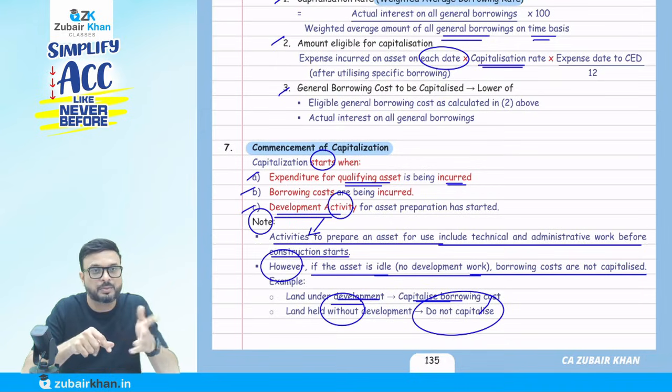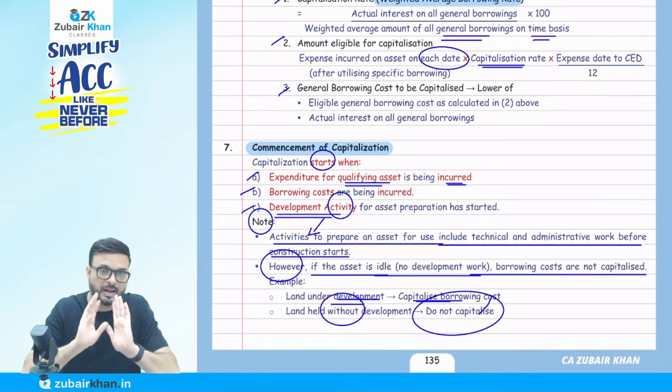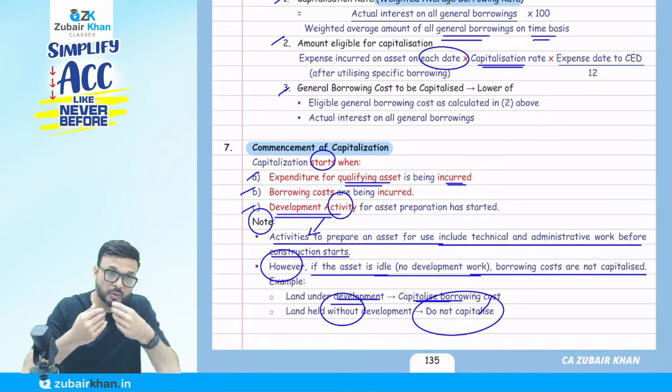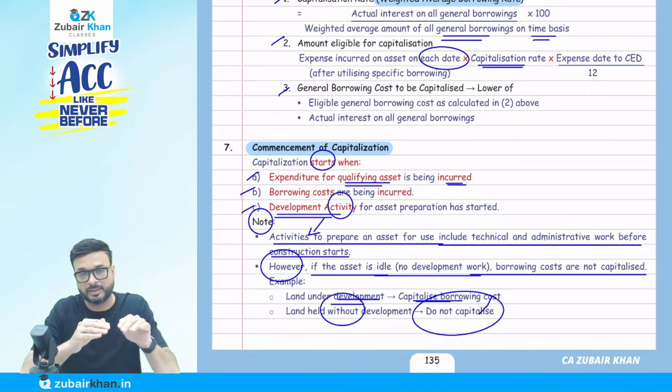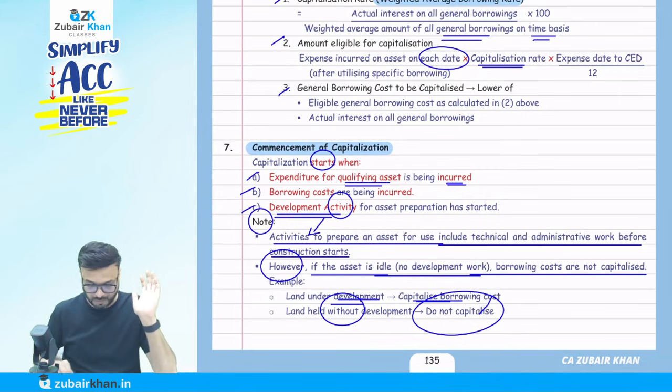Otherwise, people will purchase the land and not do the construction for 10-20 years. They will say yes, work has been started because we purchased the land. They say no. If you purchase the land, development should be started, then you can capitalize. But if you purchase the land and you're not doing a development, then you cannot capitalize the amount. In that case, it will be charged to profit and loss account. Whenever you cannot capitalize, the interest will automatically go to profit and loss account.